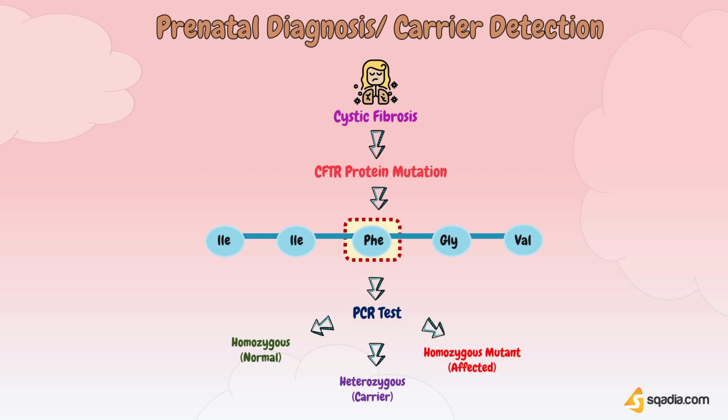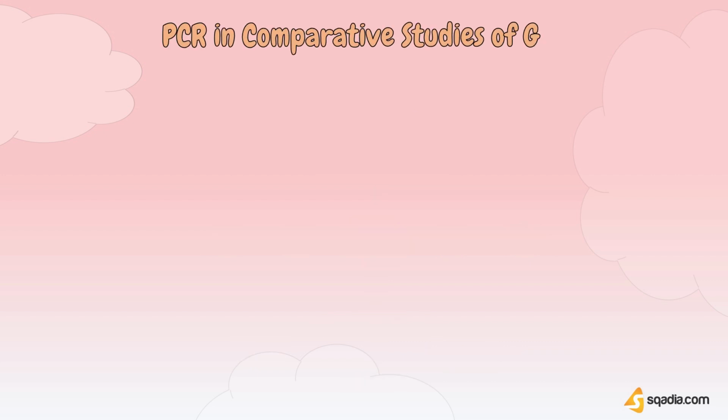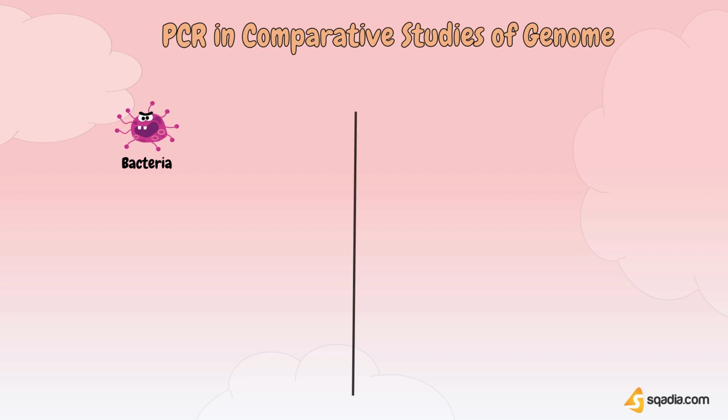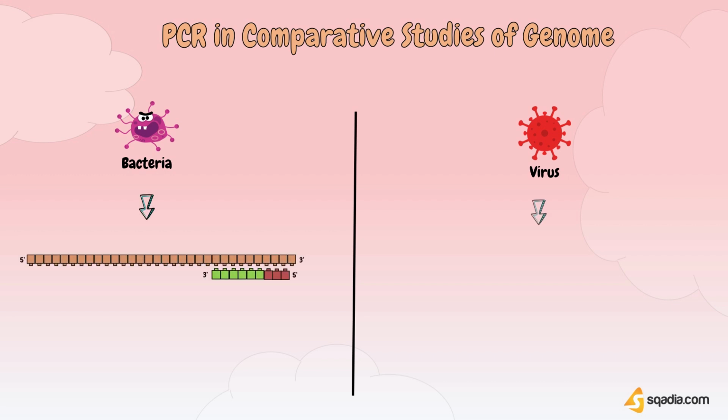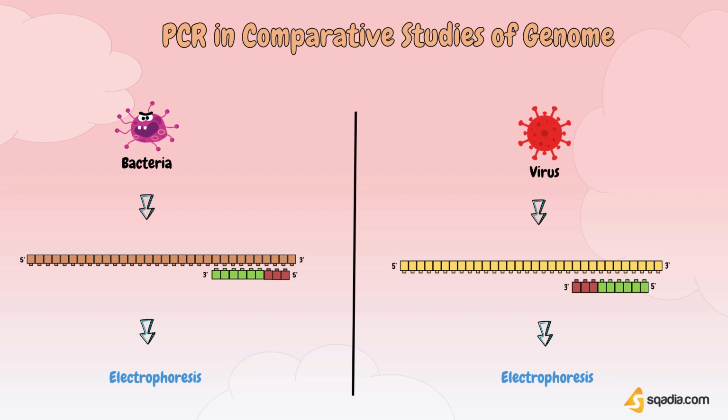Moving towards next application, and that is polymerase chain reaction in comparative studies of genomes. The differences in the genomes of 2 organisms, such as bacteria and virus, can be measured by polymerase chain reaction with random primers. The products are separated by electrophoresis for comparative identification. 2 genomes from closely related organisms are expected to yield more similar bands.